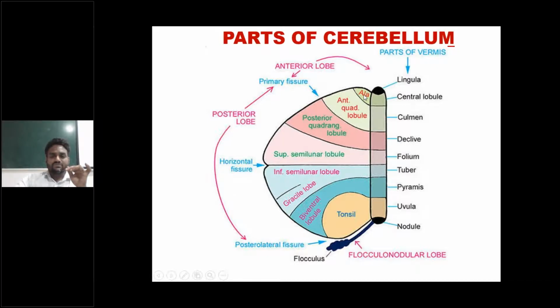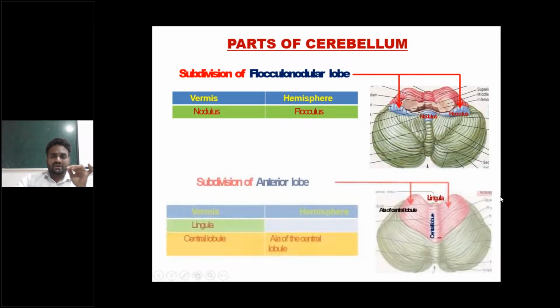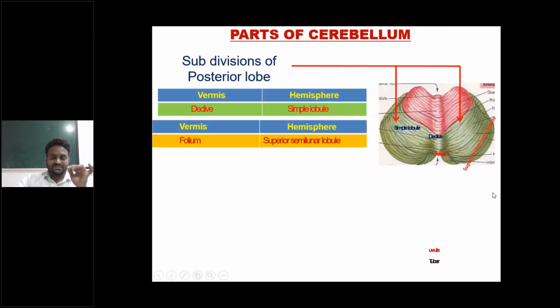So anterior lobe, what are the parts of the anterior lobe? Here we can see lingula, anterior quadrangular lobe. Parts of the posterior lobe: posterior quadrangular lobe, superior semilunar, inferior semilunar, and biventral tonsil. And you know the last one, that is the flocculonodular lobe. Now we come to the parts of the cerebellum which were mentioned in the last slide. Same parts we can see in the tabular form also.